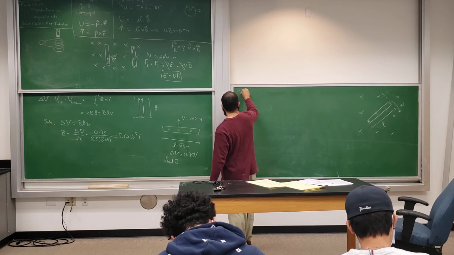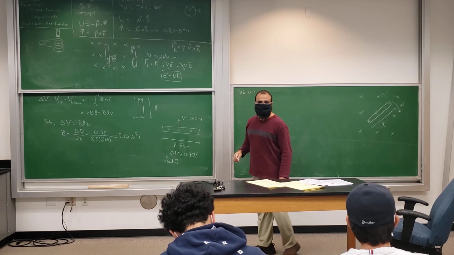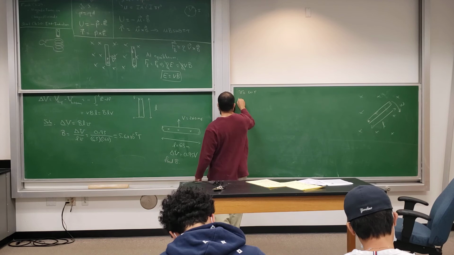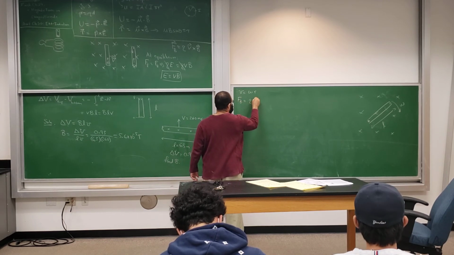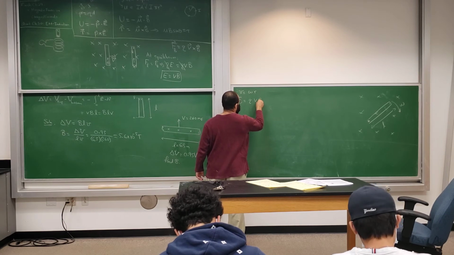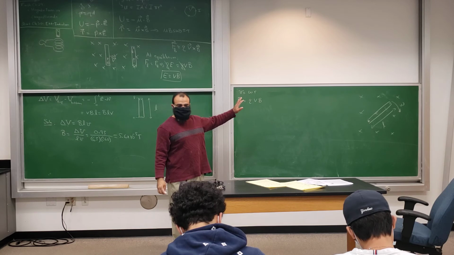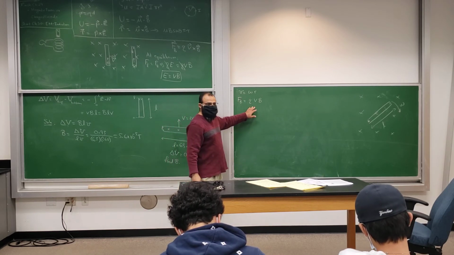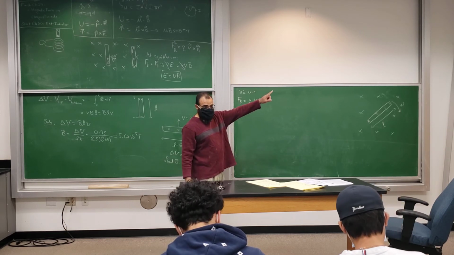the speed v would be omega times r. The magnetic force would be Q times v times B, QvB. Forget about sine theta, it's 90 degrees, and sine of 90 is 1. That's the magnetic force. The magnetic force will try to push the positive charges that way.